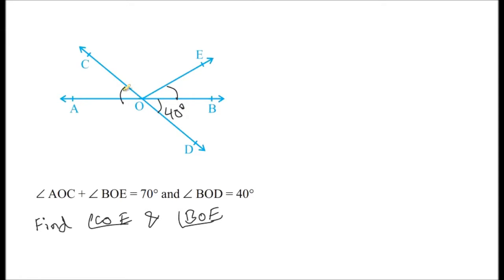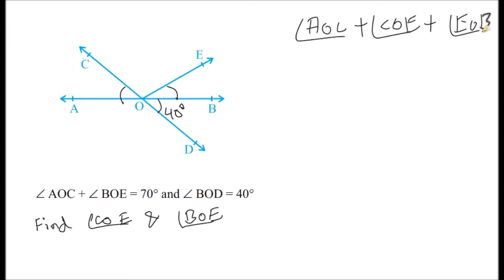So here, if you see, we have a linear pair. Linear pair means the sum of the angles is equal to 180 degrees. See, angle AOC, angle COE and angle EOB: the sum of these three angles is 180 degrees because AOB is a straight line. Angle AOC plus angle COE plus angle EOB is equal to 180 degrees.